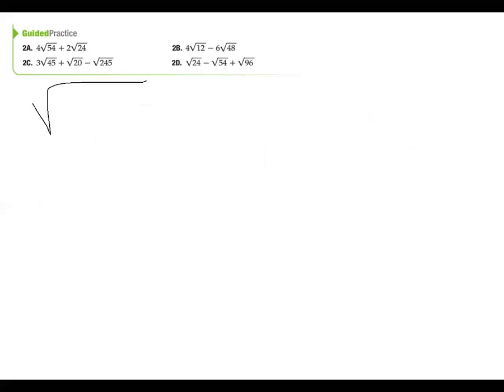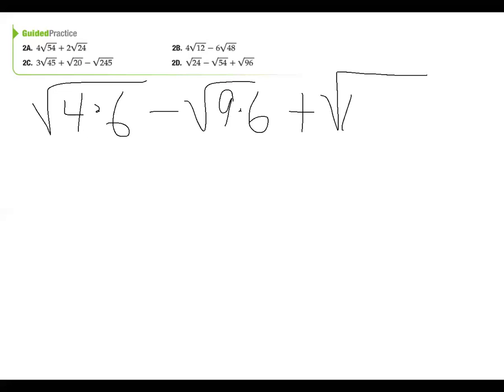Square root 24 is 6 times 4. But let me write it as 4 times 6. This is 9 times 6. And again, I'm seeing that the first two are factors of 6. So 96, if I divide that by 6, I get 16 times 6. Okay? Which tells me that 16 is a perfect square.